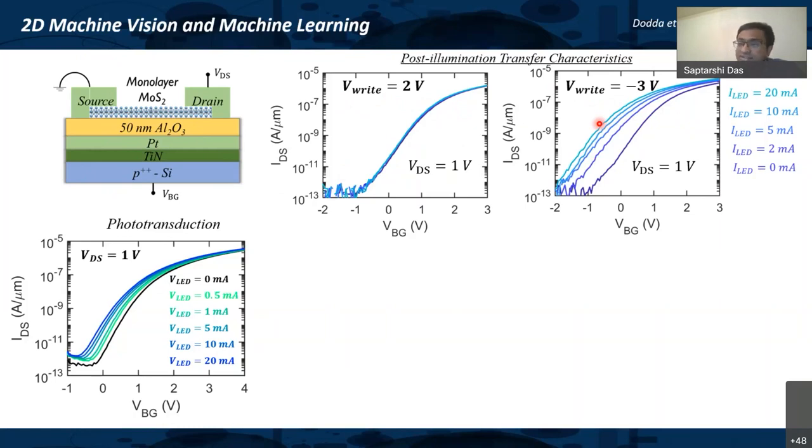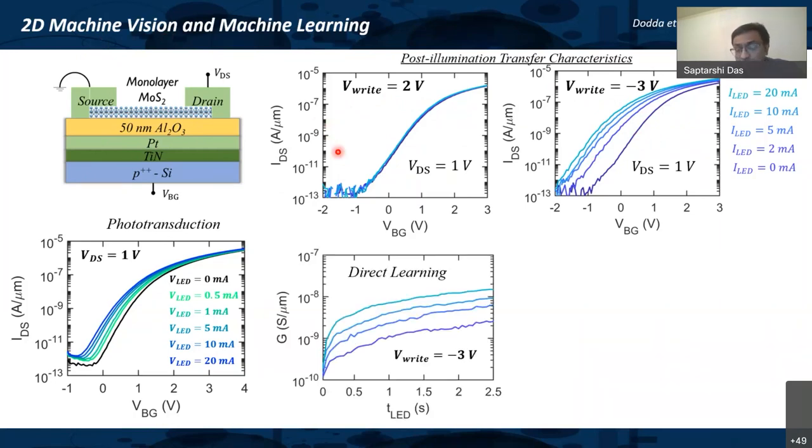So now my device actually remembers what it has seen, and that is going to be very important for machine vision applications. So we can essentially perform direct learning. My device sees an image, and through a reinforcement kind of learning, my device actually learns what it sees. And that is typically not the case for most of the vision sensors out there today.